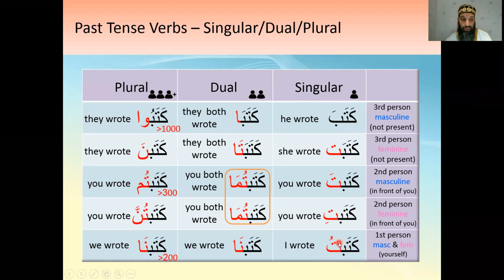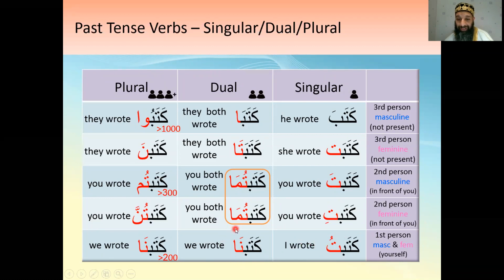Raja'a means to return. What is the root word of raja'a? Raja'a means to return. So how do you say I returned? Raja'tu, qataltu, fa'altu, sami'tu. Qataltu, I said that one. Anything that has a tu at the end, I did it. I did it. And now look, our friend is back here, the na.